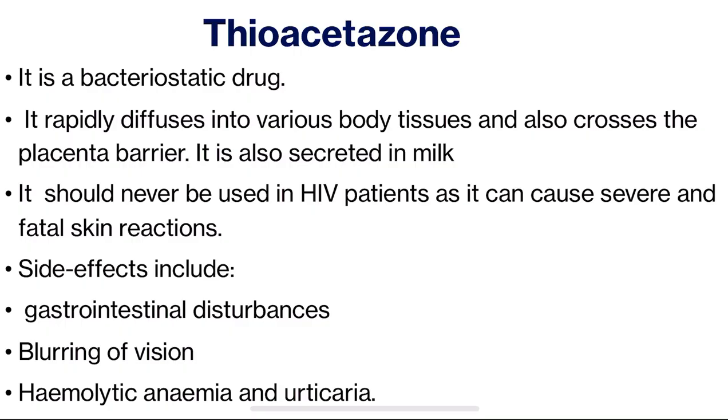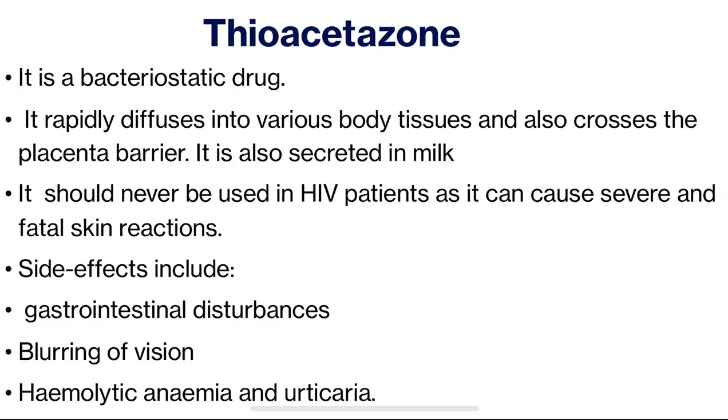Then we have thioacetazone. Again, it is a bacteriostatic drug. It will rapidly diffuse into the various body tissues. It crosses the placental barrier. It is also secreted in milk. It should never be used in HIV patients as it can cause severe and fatal skin reactions. So thioacetazone should not be used in HIV infection because it can result in adverse effects, like severe fatal skin reactions, and various side effects like gastrointestinal disturbances, gastritis, blurring of vision, hemolytic anemia and urticaria.